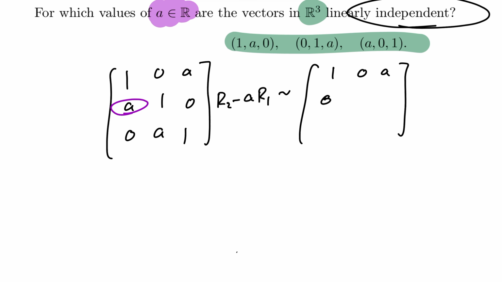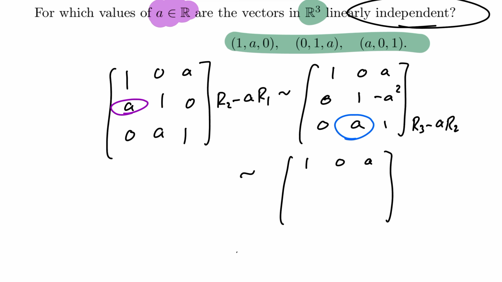Second row is going to be 0, 1, negative A squared, and this is 0A. Continuing on here, I want to make this 0. So I'm going to take row 3 minus A times row 2, and I get 1, 0A, 0, 1 minus A squared, and then subtracting I get 0, 0, and this ends up becoming 1 plus A cubed.